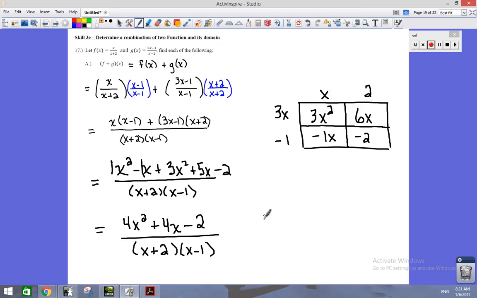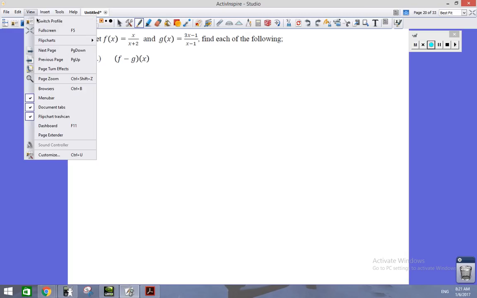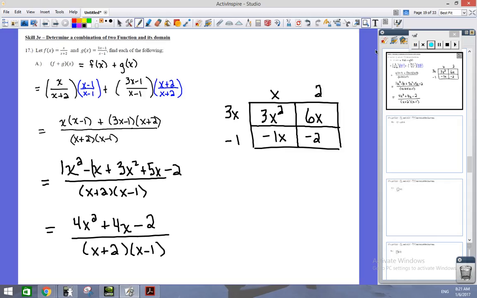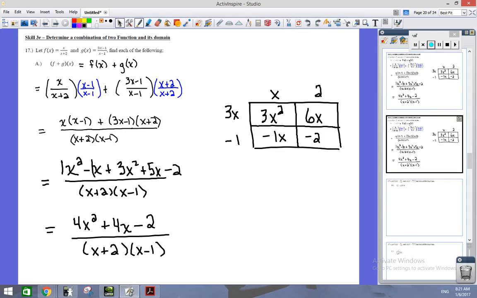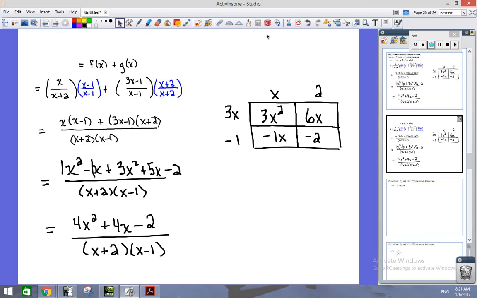And a lot of this work is going to carry over to part B. So let's see if I can save a little bit of time to copy and paste. Well, there it is. And let's take away the A and come here with the B.